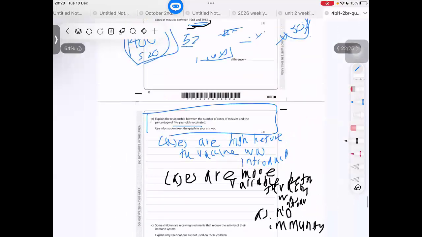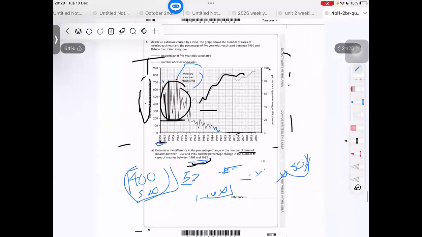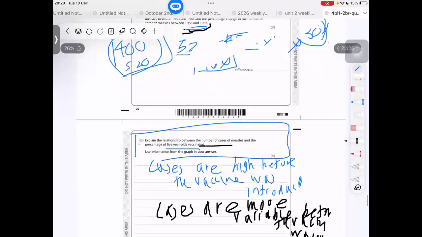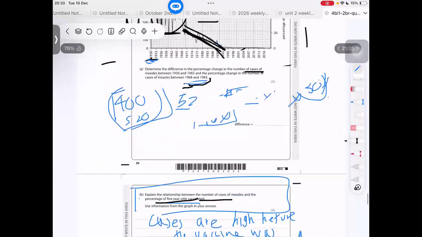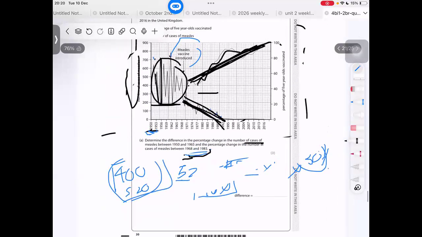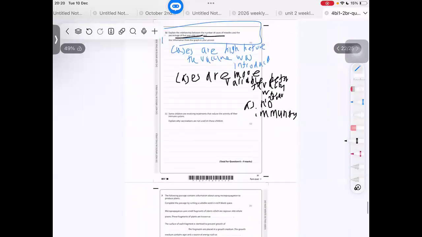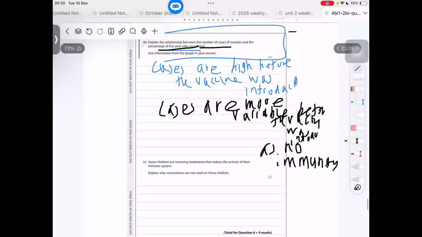You can see when the percentage of 5-year-olds vaccinated increases, the number of measles cases decreases. You can mention that as well, because they're asking us to compare mainly the number of measles cases and the percentage of 5-year-olds vaccinated. And then you can say there is less variation. Are you good with that part?